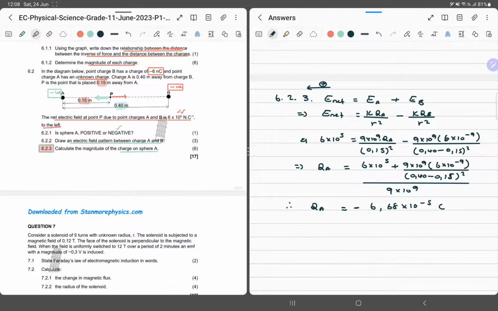No. Big problem. What happened to this guy? We lost it. So this can't be the answer. It means when we first transpose, we'll have to multiply this to that whole thing. So that 0.15 squared must be multiplied to the whole thing.